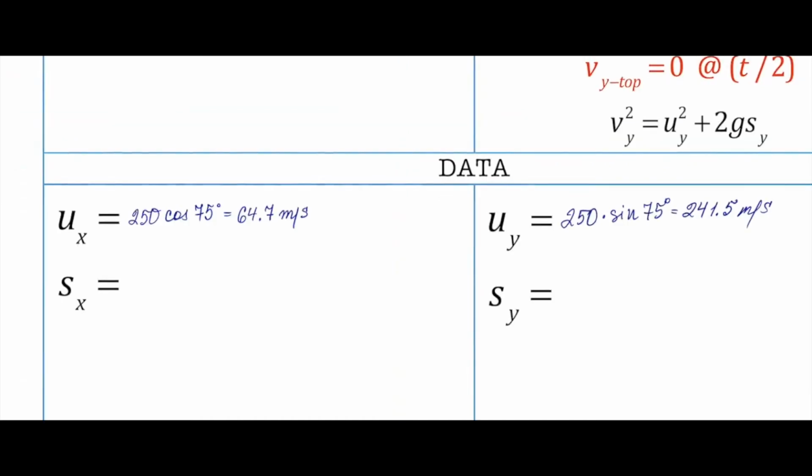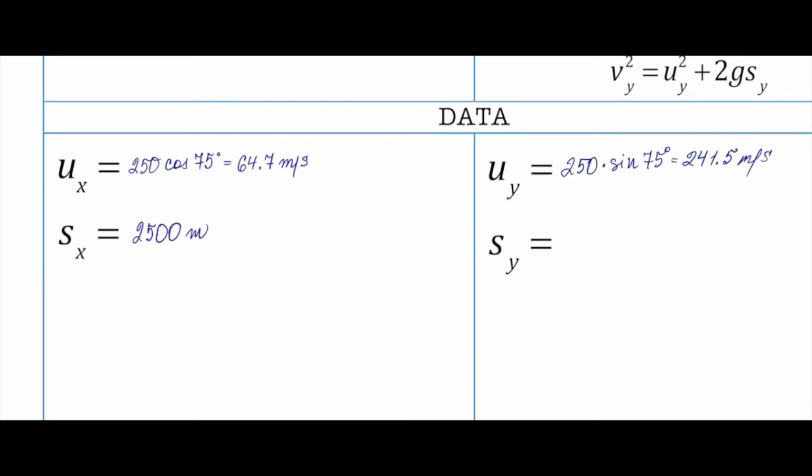So they gave us the Sx as 2,500 meters. I'm going to find time as Sx over Ux. That gives me 38.6 seconds. Technically it's 38.64, and if your calculator is nifty, you can even keep that time. But for the purpose of the exercise, I'm just going to round it.